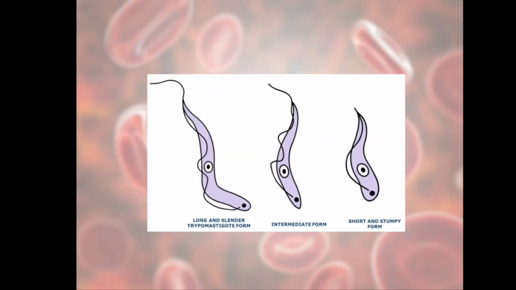The trypomastigote form is then further said to exist in three forms. You have the long and slender form, in which you can see that there is a free flagellum. Then the intermediate form, in which the flagellum is somewhat shorter, and the short and stumpy form, in which there is no free flagellum present outside the body, and the flagellum is rather inside the body only.